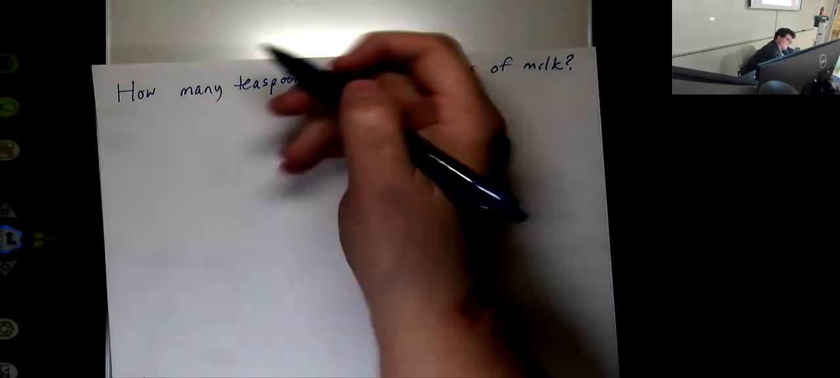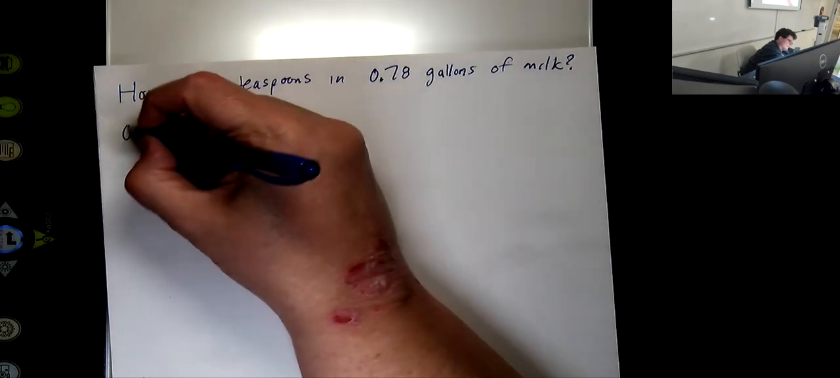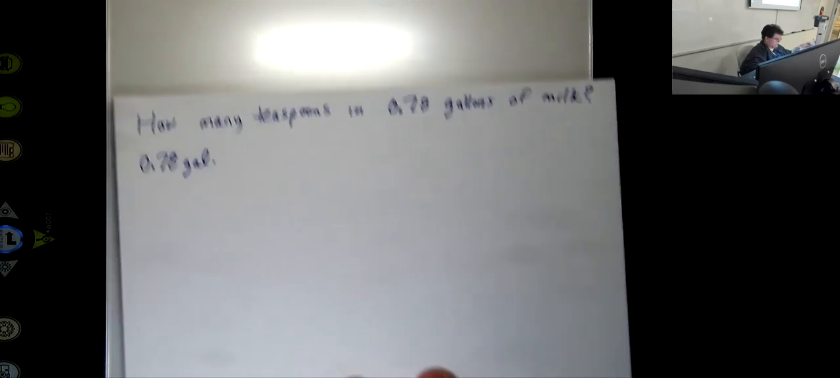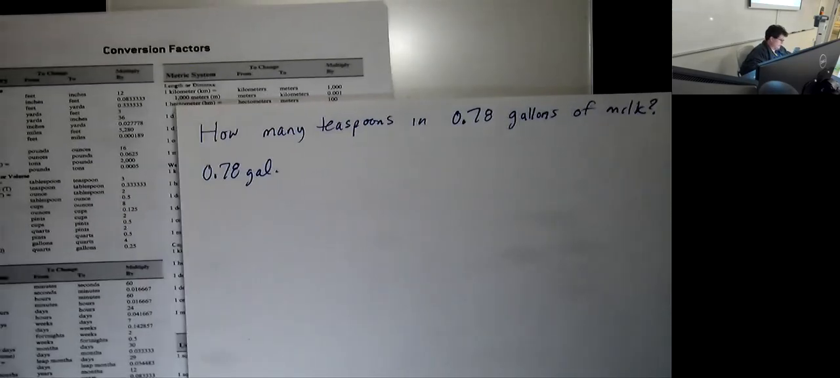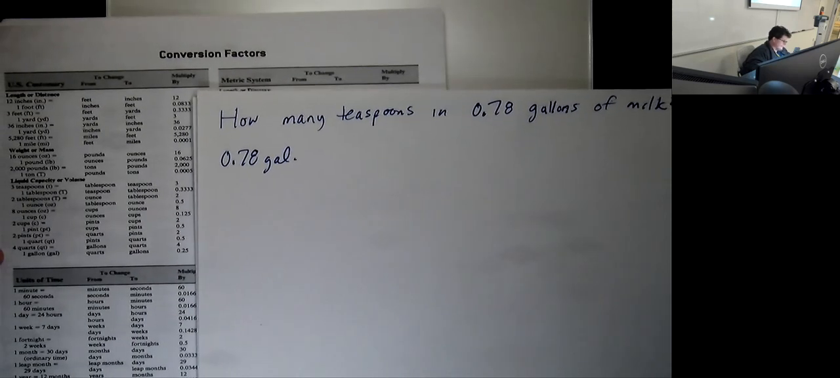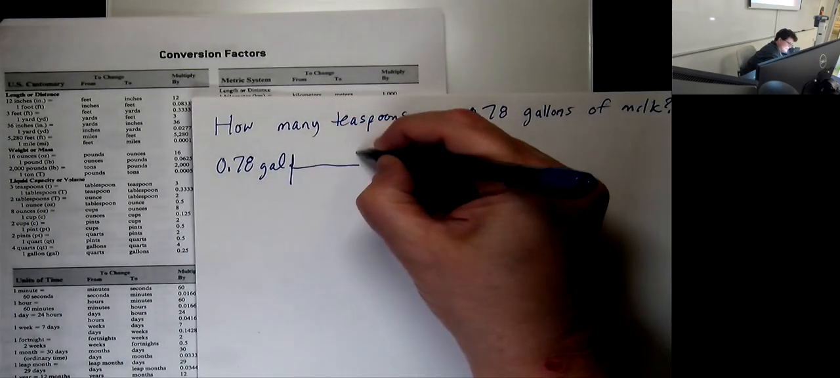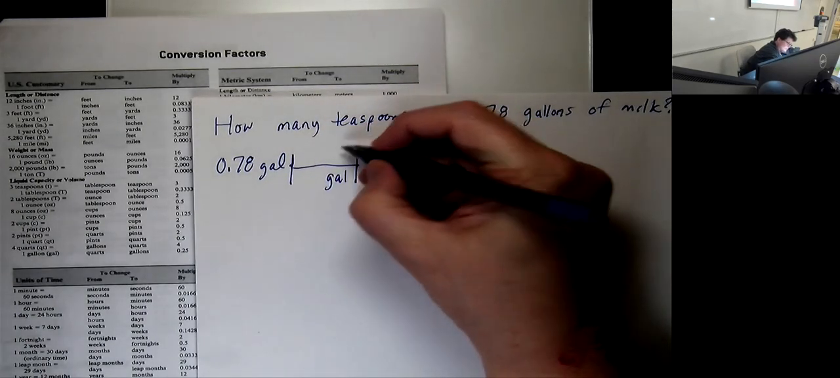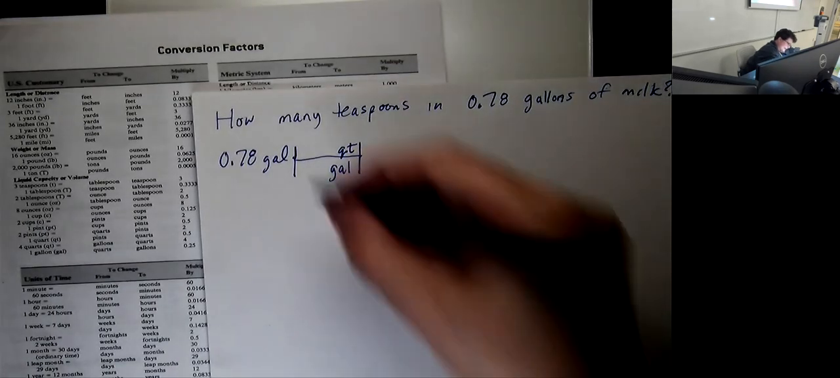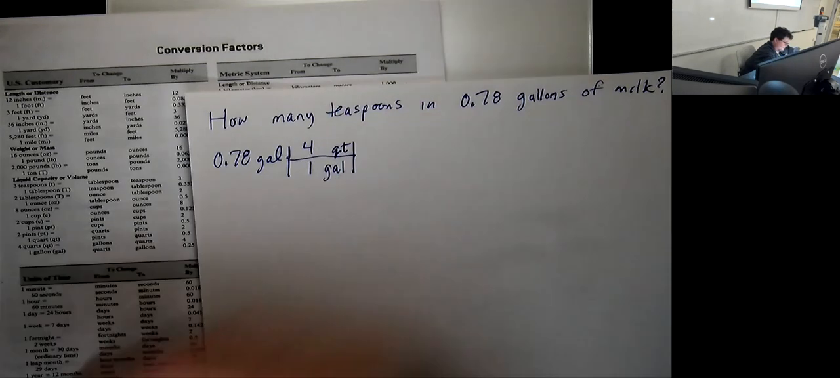Okay, so what do we have? We're starting with 0.78 gallons. And what do we have here? Gallons goes to quarts, and I don't see anything else here that says gallons. So I'm gonna throw gallons over and pick up quarts, and it's showing me the abbreviations on that. That's pretty handy. And it says 1 gallon to 4 quarts.